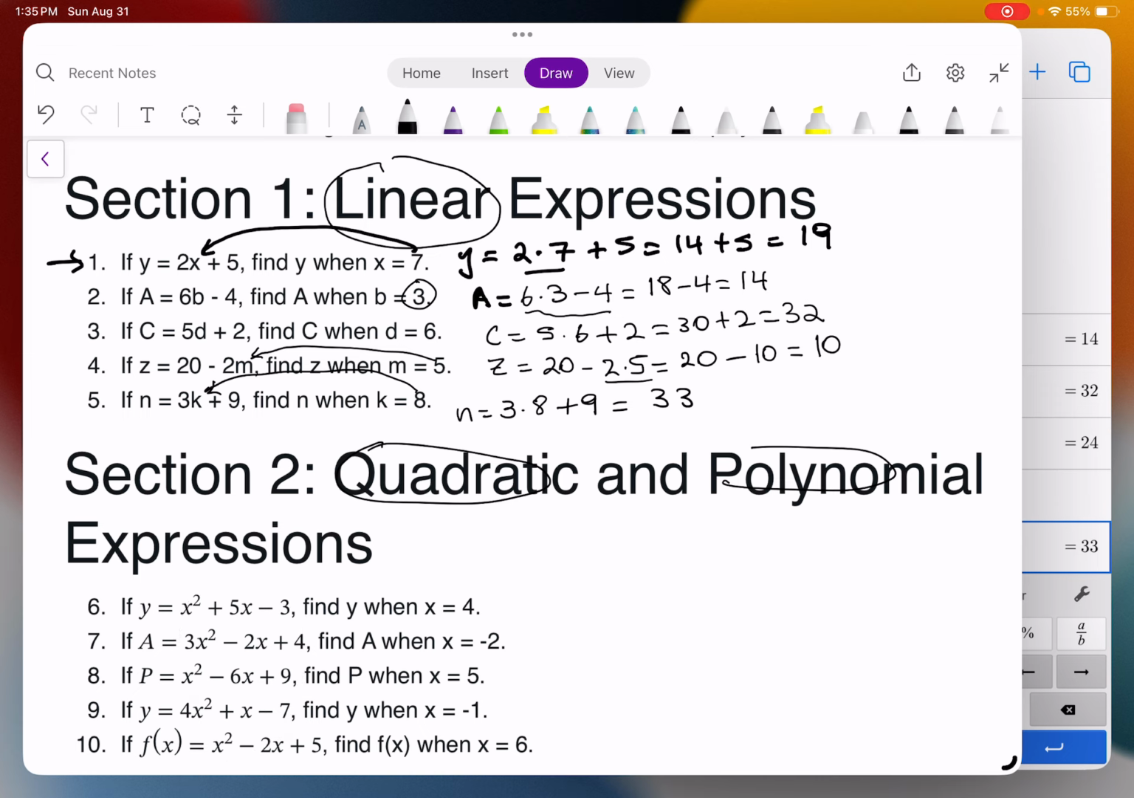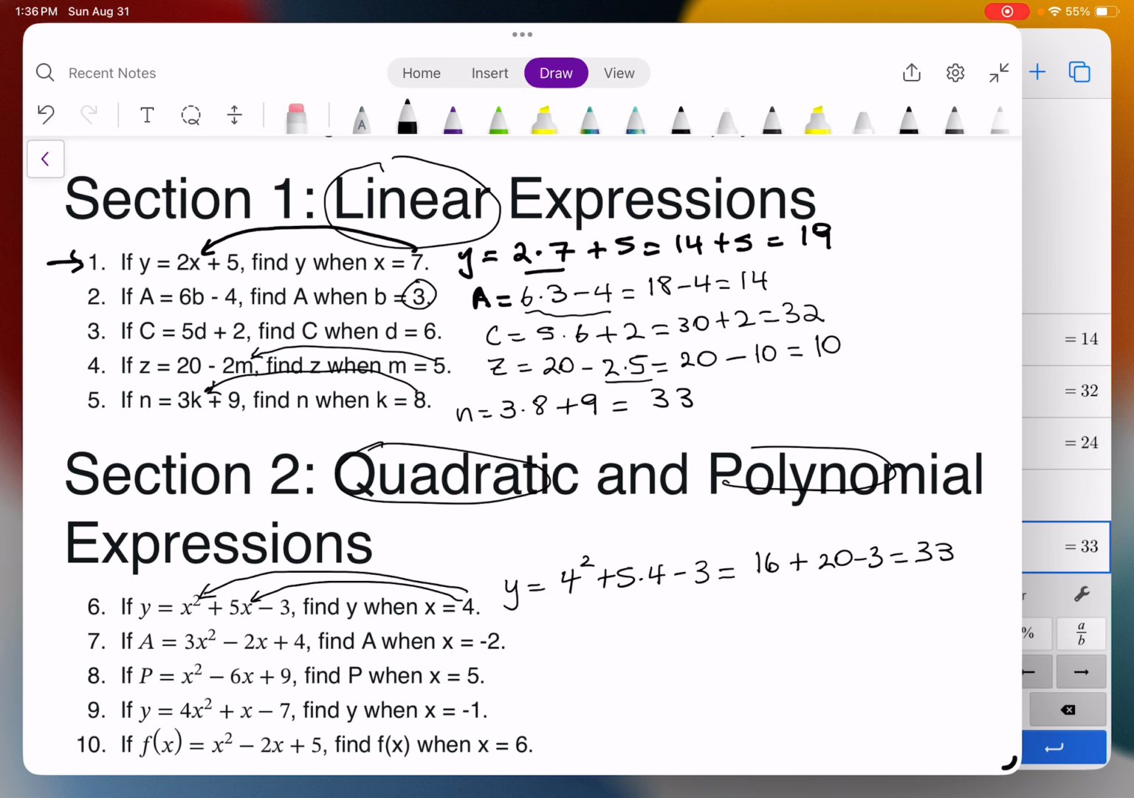This is what I mean on number 6. We will replace the x with 4 everywhere you see an x, and that is in place of x only. We get y equals 4 squared plus 5 times 4 minus 3. So there are 2 places to put the 4 in. Doing this by hand, 4 squared is 16, plus 5 times 4 is 20, minus 3. 16 plus 20 is 36, minus 3 is 33.